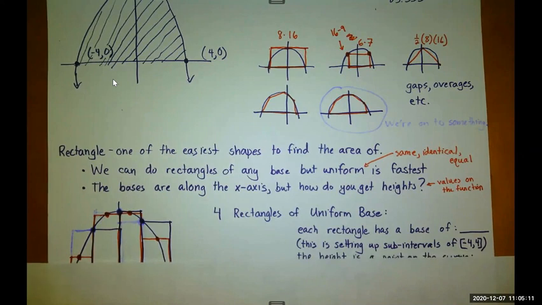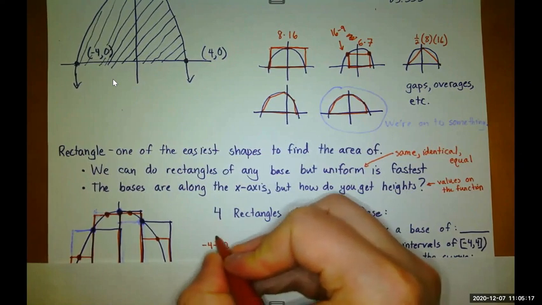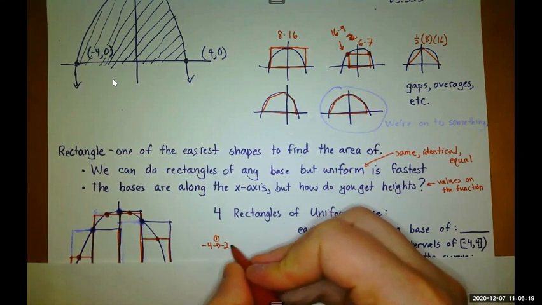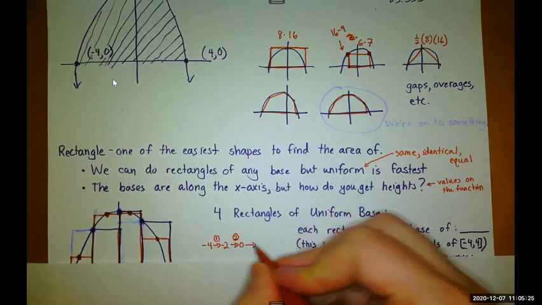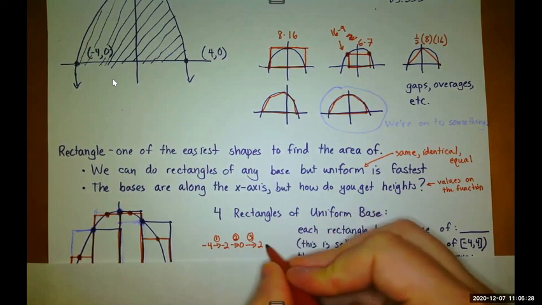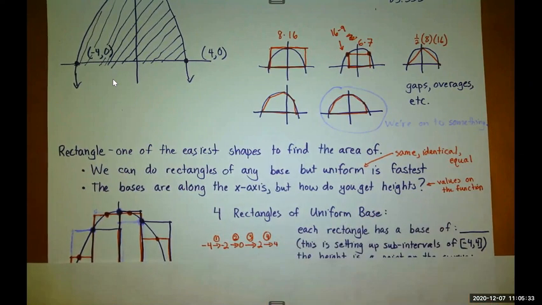I mean, we're talking about going from -4 to -2. That's one rectangle. And then from -2 to 0, that's our second one. And then from 0 to 2, that's our third one. And then 2 to 4, that's our fourth rectangle. So each of our four rectangles has a uniform base of 2 units. We start at -4, and if we go 2 units, we go to -2. If we go 2 more units, we go to 0. 2 more units, we go to 2. 2 more units, we go to 4.